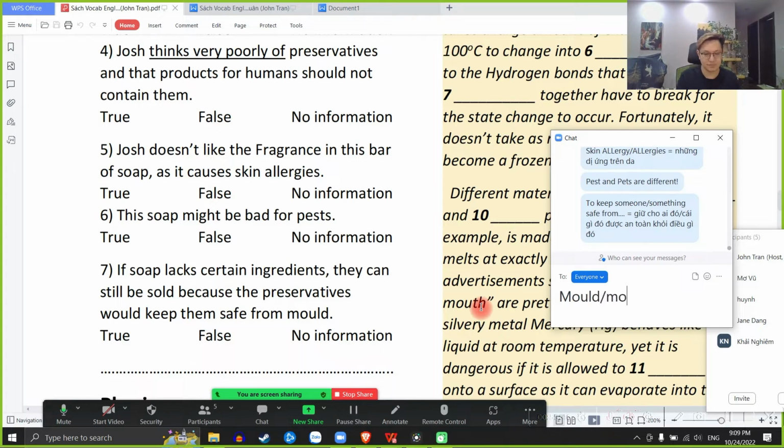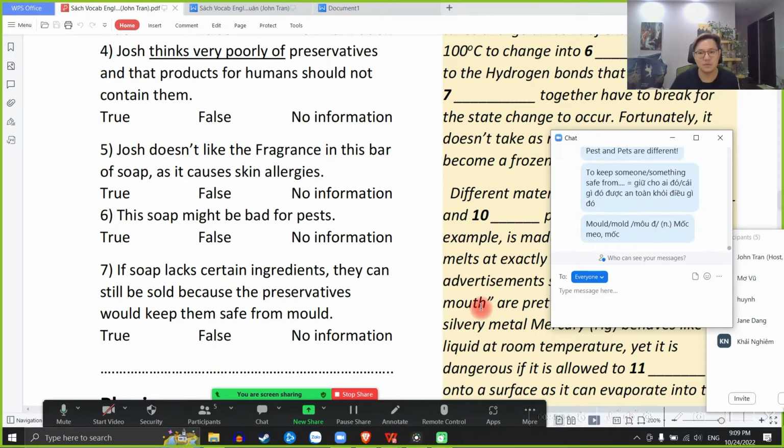Mold. Mold là mốc meo, mốc. Xà bông bị mốc nha mọi người. So soap can have mold on them, you know. Đặc biệt là xà bông cục á. Bar of soap can be moldy as well. Moldy, có mốc trên bề mặt.